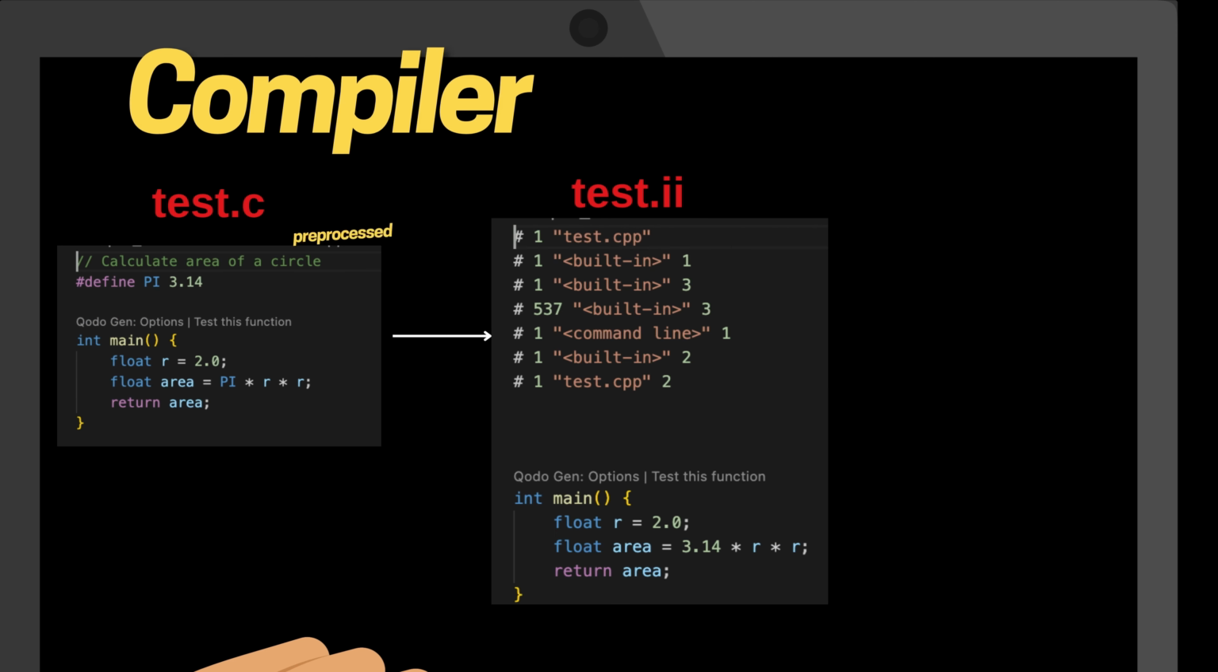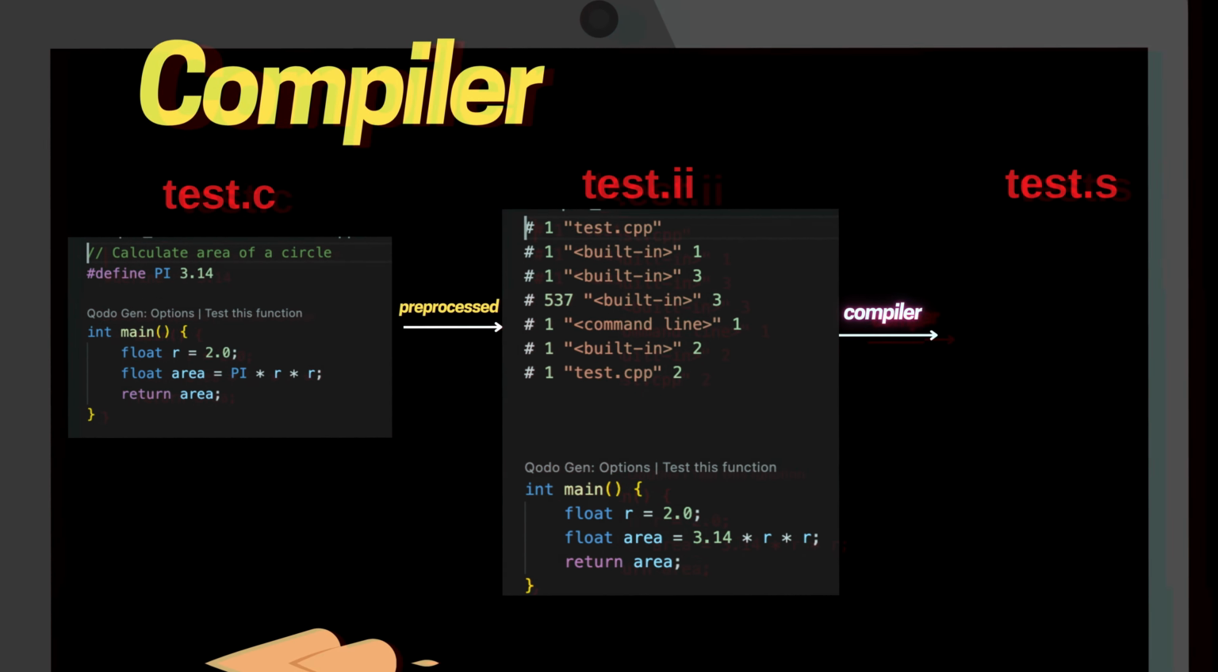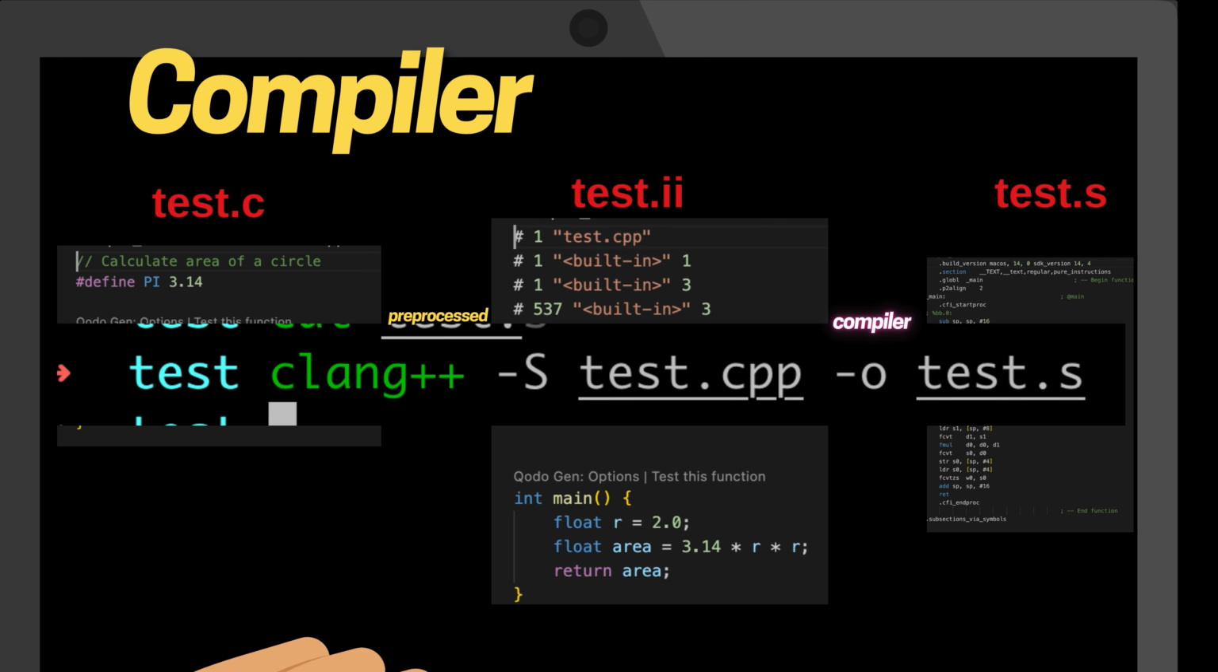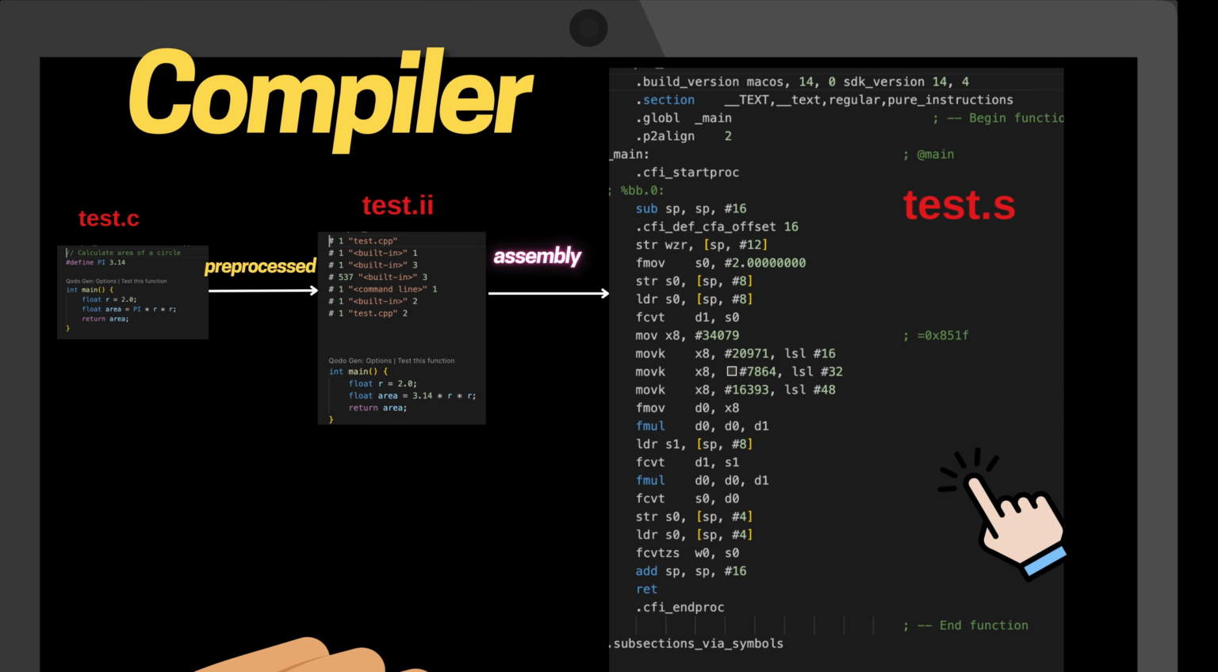Next, the compiler translates this preprocessed C code into architecture-specific assembly. On my ARM-based Mac, here is what we get. If you only want to generate the assembly, then we have to use Clang with the -S flag. Here is the fascinating ARM assembly we get.